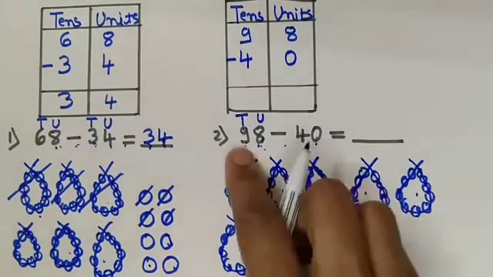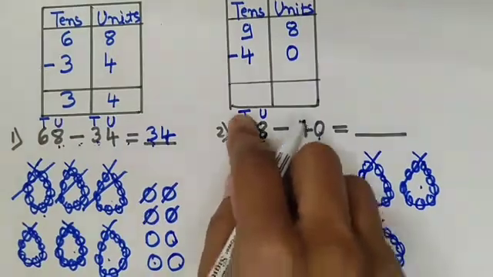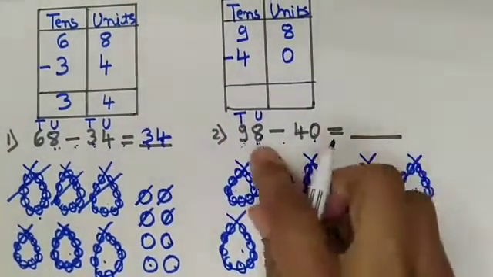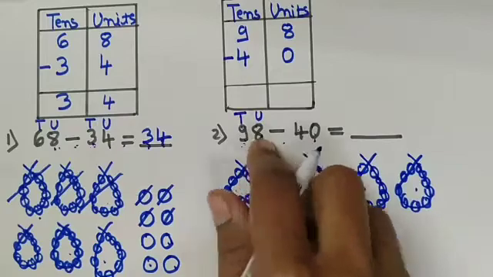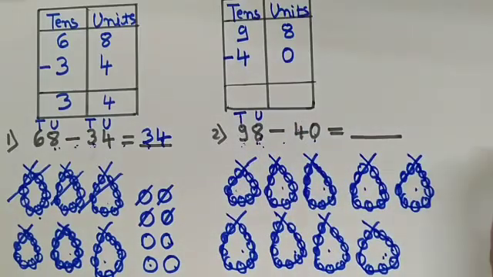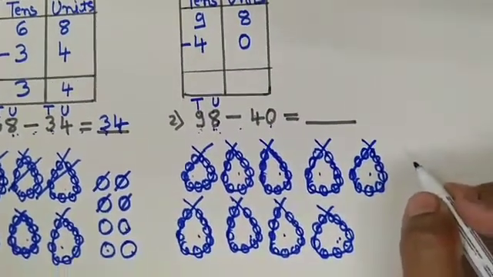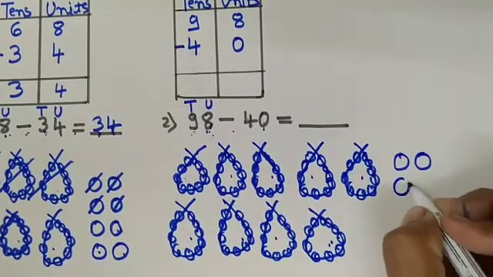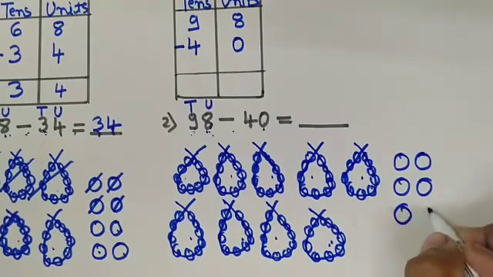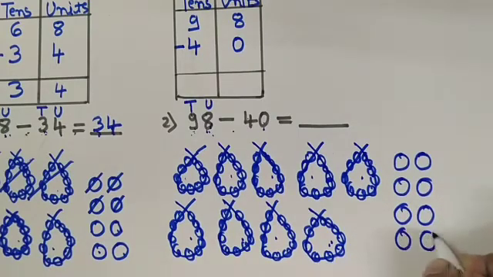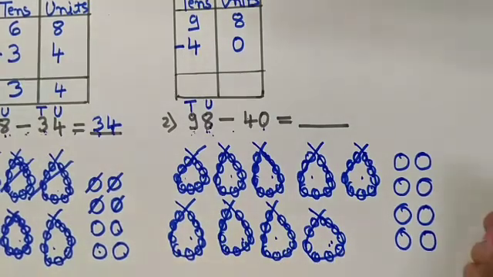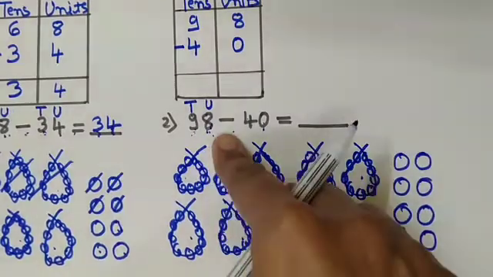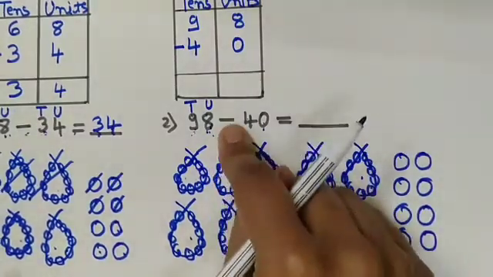Nine tens means 90. And how many units? Eight units. So draw single beads of eight units. One, two, three, four, five, six, seven, eight. Now children, how many number we have to subtract?